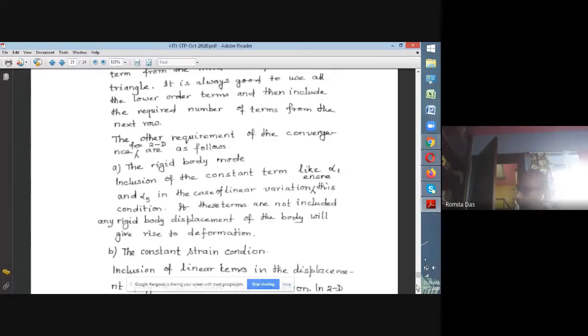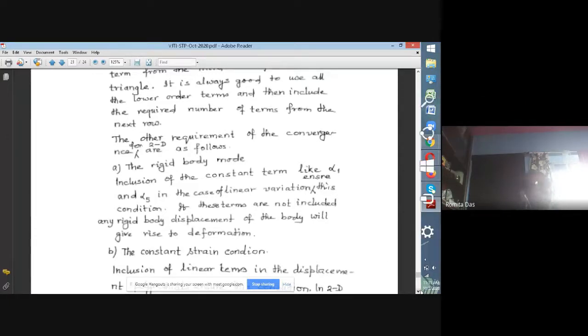In order to do that, when you're writing the polynomial, in all the expressions that I have written, there used to be a constant associated in the x direction, alpha 1, then in the y direction, alpha 5. These are not having any polynomial expression. So these are actually ensuring rigid body mode, which gives the same displacement to all the nodes irrespective of its coordinate. That is very important. This term must be included in the selection of the polynomial.